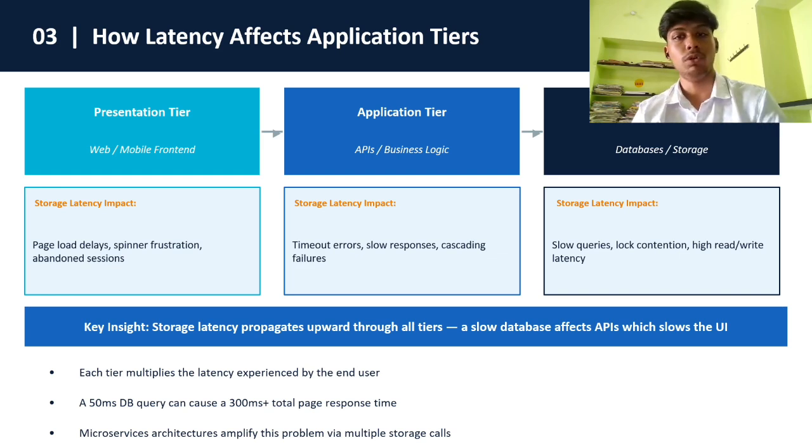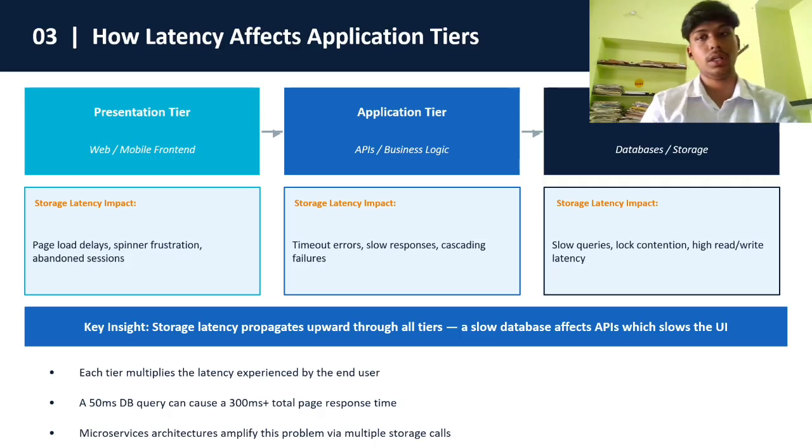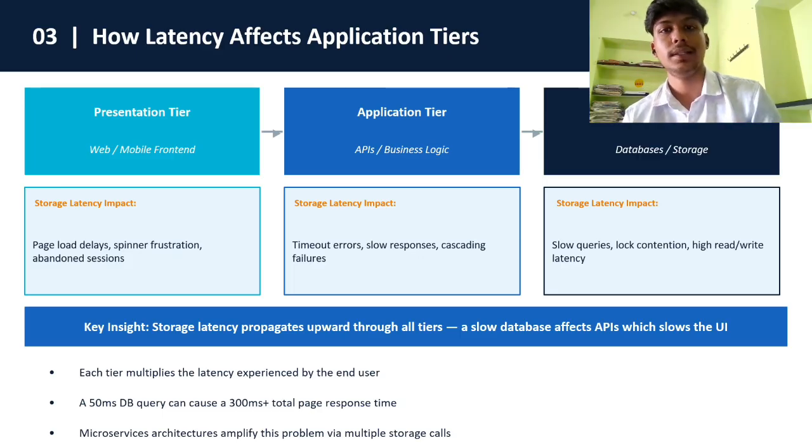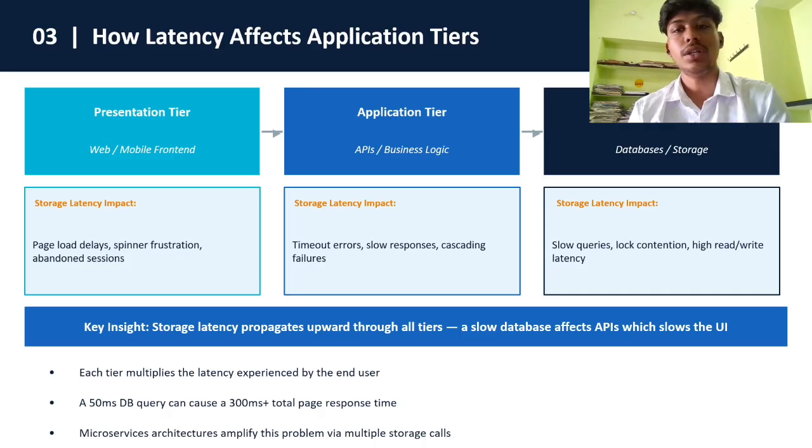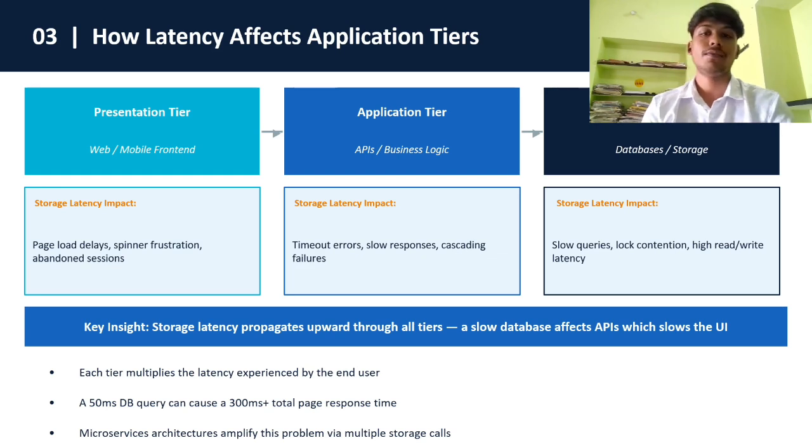Modern applications make this even more complicated. Today, apps use something called a microservice architecture. Instead of one big application, you have dozens of small services that talk to each other. Each of those services might call a storage service. So a single user action might trigger 10, 20, or even 30 storage requests, each one with its own latency. All of that adds up. This is why storage latency is so dangerous. It is invisible to the user, but its effects are felt everywhere.